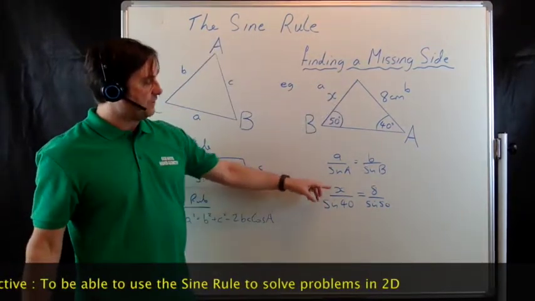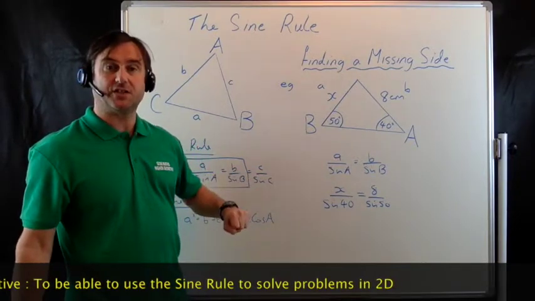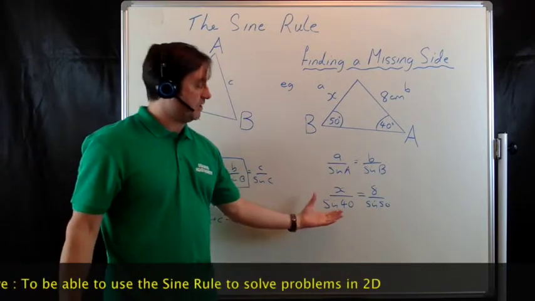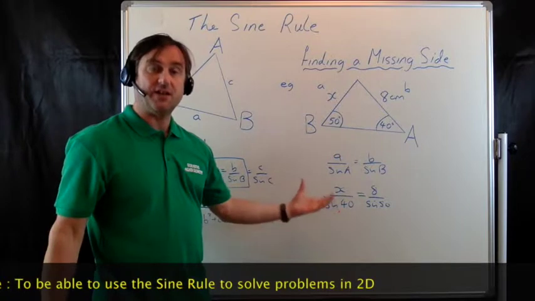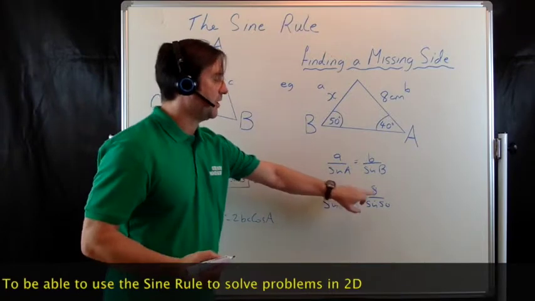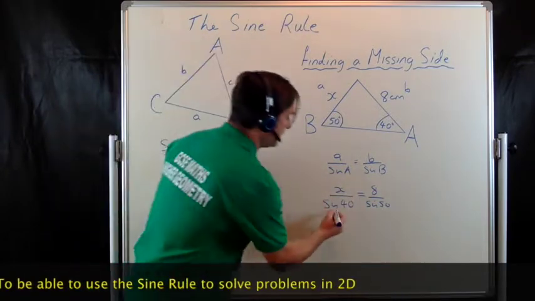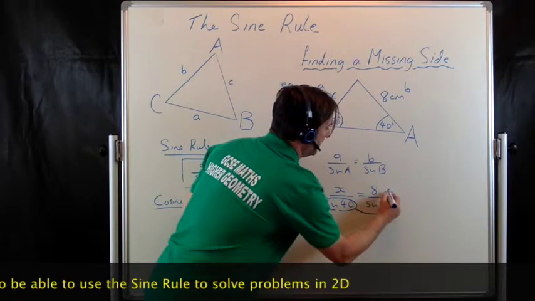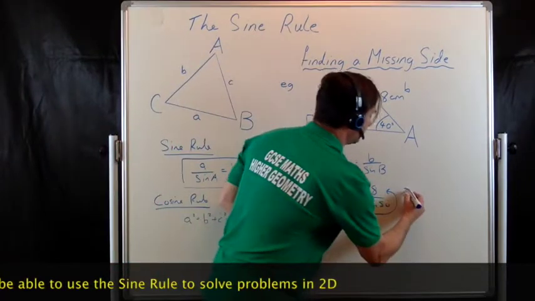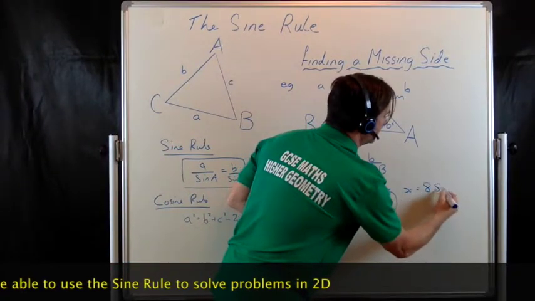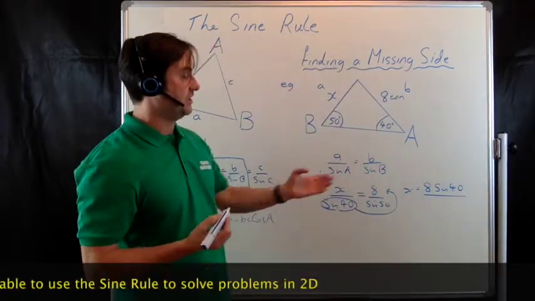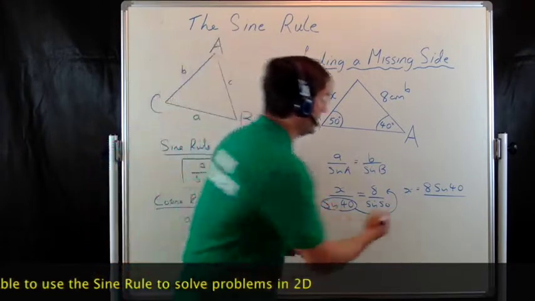Now remember, I want to find x, so I want to have x on its own. In order to do that, I need to get rid of this sin 40. Because I'm dividing by sin 40, to get rid of it, I times by sin 40. If I times by sin 40 on that side, it gets rid of it, but I must do the same to the other side. So in effect, it's a case of moving this and timesing the 8 by sin 40. So I then get x equals 8 times sin 40. I do not need to write the times in, as long as I'm writing the number in front of the sin, over sin 50.